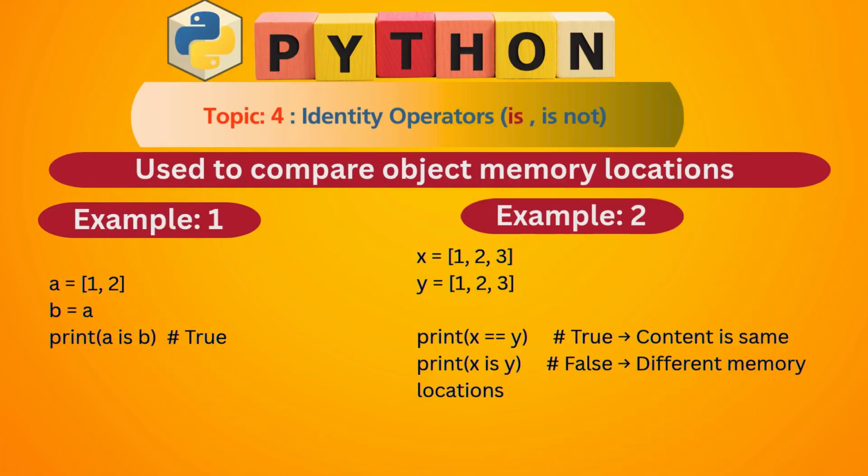Identity operators: is, is not. Okay, a equal to 1, 2, b equal to a, print a is b, True will come. Here the is operator is used. Example 2, x equal to 1, 2, 3, y equal to 1, 2, 3, print x double equal to y, True will come. But if you say x is y, it's a different memory, so False will come.